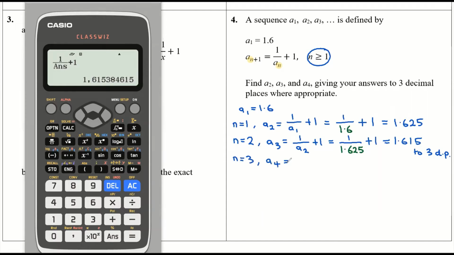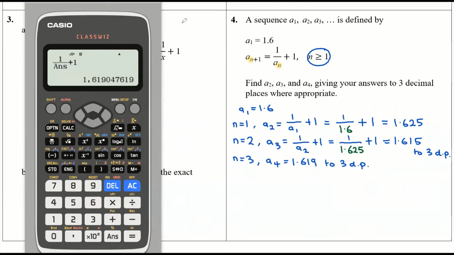Okay, and I won't write it all out again. We're just going to press equals again on our calculator. Okay, change that to a decimal, and we get 1. Oops. Go back to the right function. So that's going to be 1.619 to 3 decimal places.